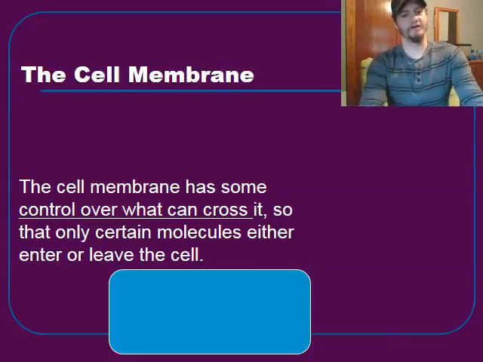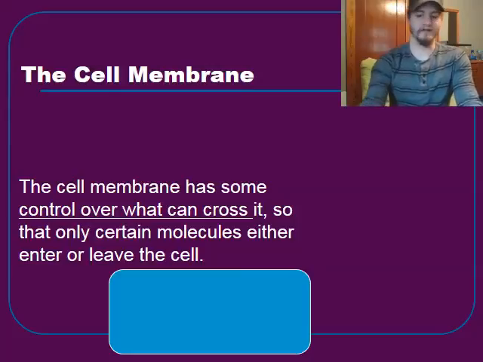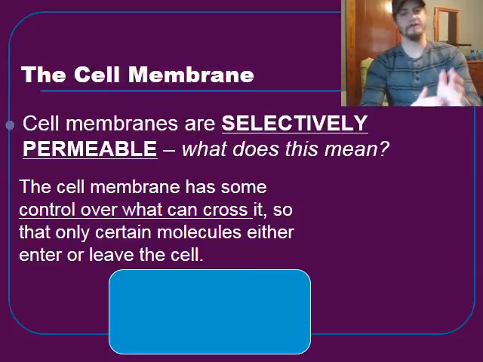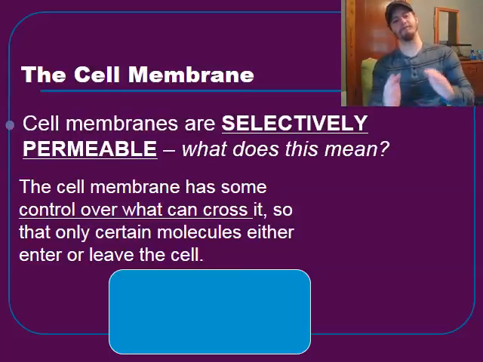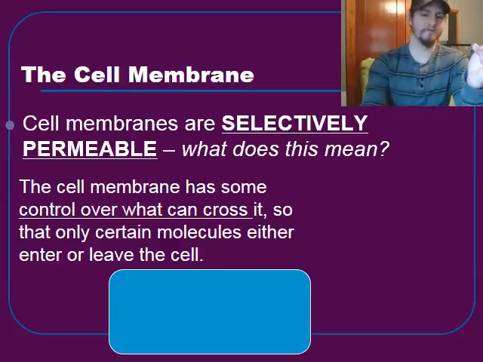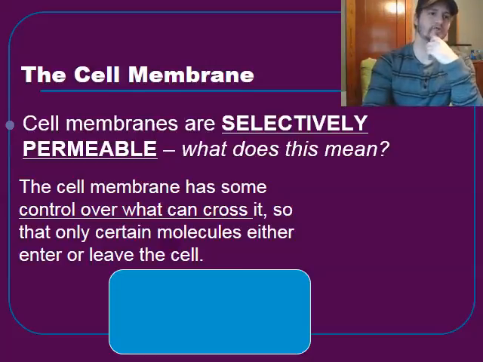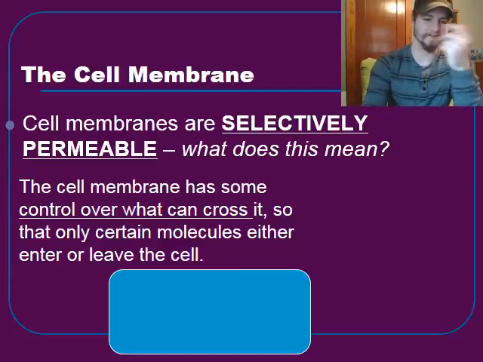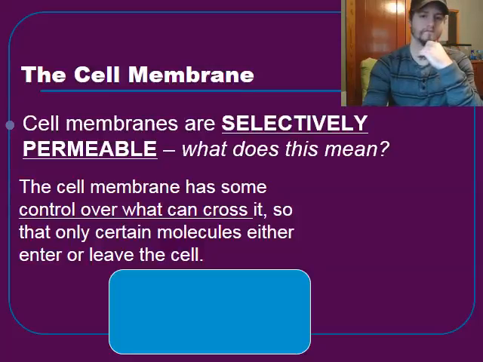So the cell membrane has control over what can cross it, so that only certain molecules can either enter or leave. Now this is what we call selective permeability. So selective permeability, think about this for a second, controls what goes in and what goes out. Are there any household appliances that may or may not do the same thing? Give it some time.